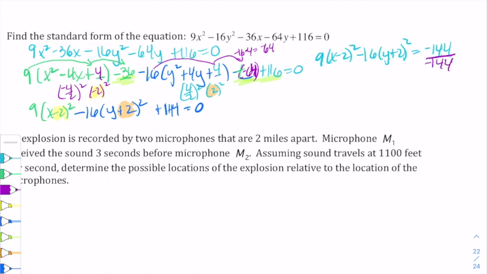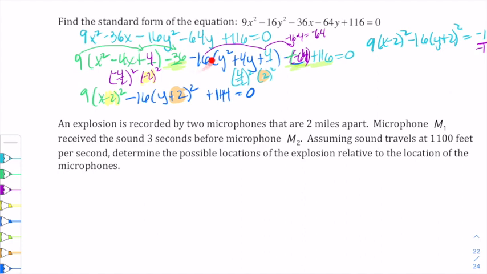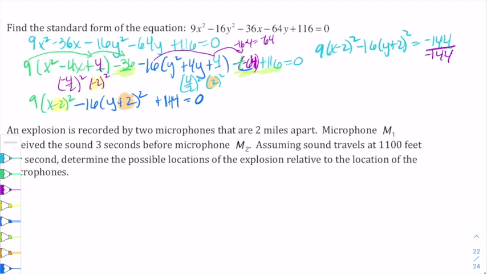So notice, originally, our 16 with our y's is what's negative. But right here, when we get it to set equal to 1, it's going to flip it and it's going to make the x be negative. So divide by negative 144.